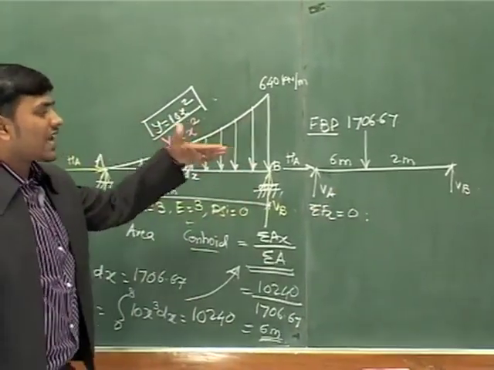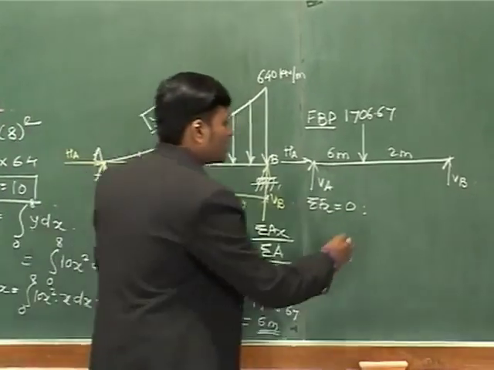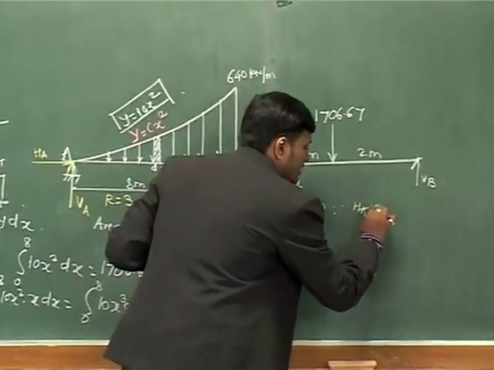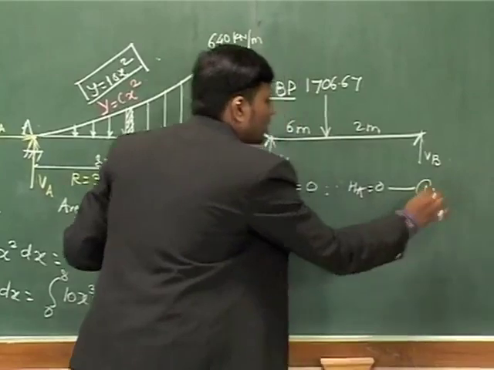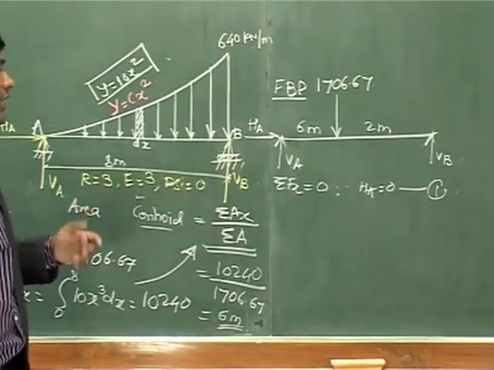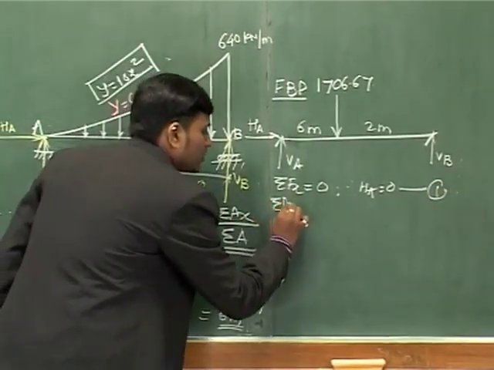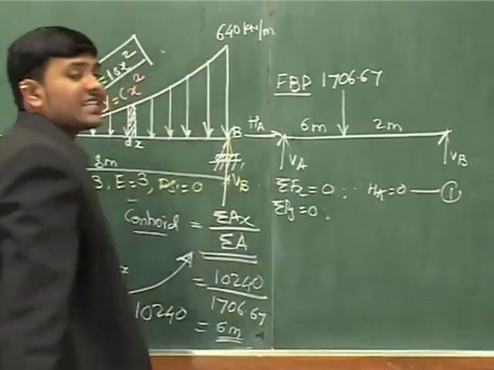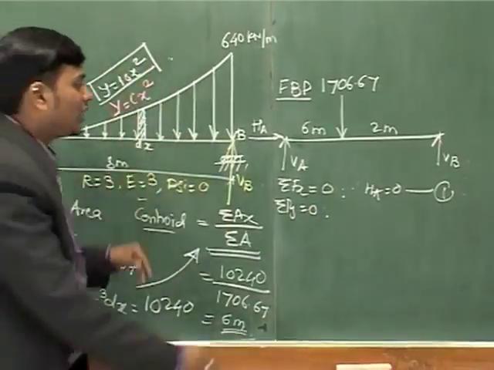So all the forces acting in x direction equal to 0. Therefore your HA is equal to 0. This will be your first equation. Second equation will be summation Fy is equal to 0. So all the forces which are acting in y direction equal to 0.